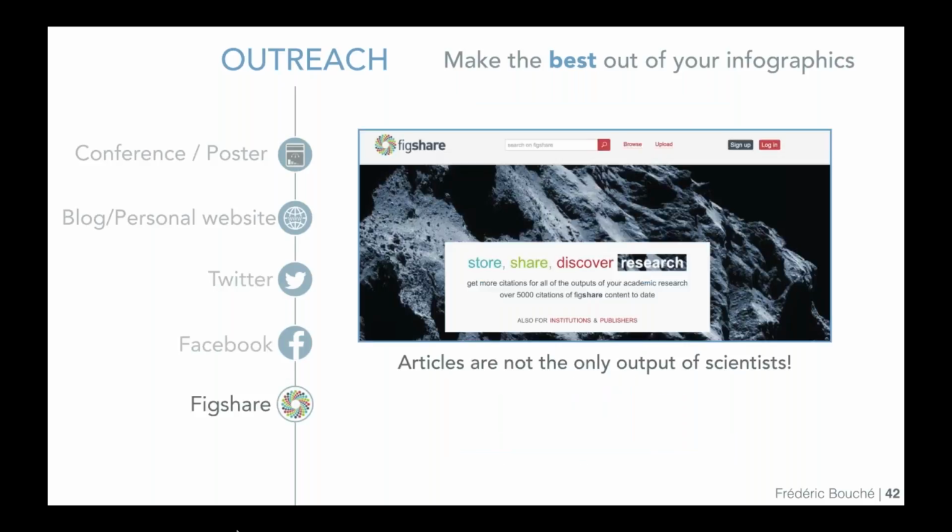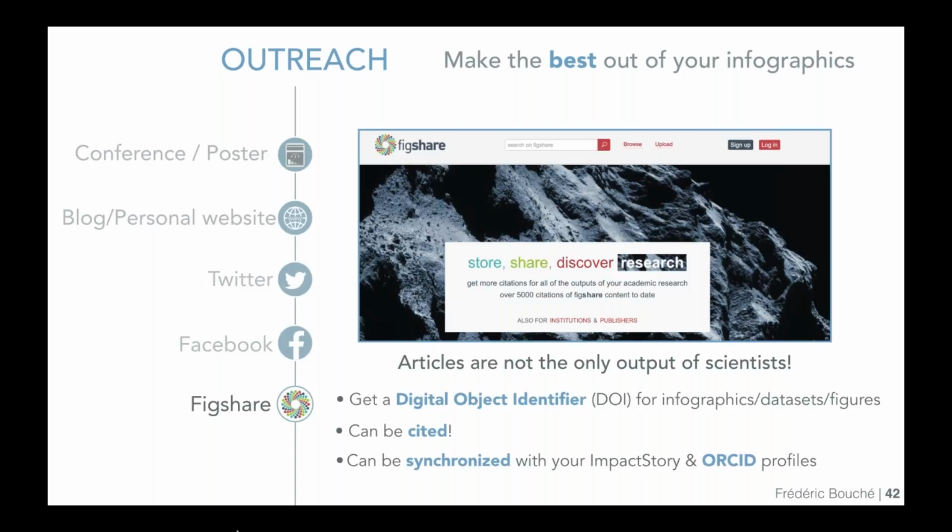Finally, you can put your research or your infographics on Figshare. Figshare is a platform that allows you to add additional information that are not articles, because articles are not the only output of scientists usually. And the good thing with Figshare is that it gives you a digital object identifier. And this digital object identifier is a unique identifier that people can refer to and that will be permanent, so that your work can be cited.